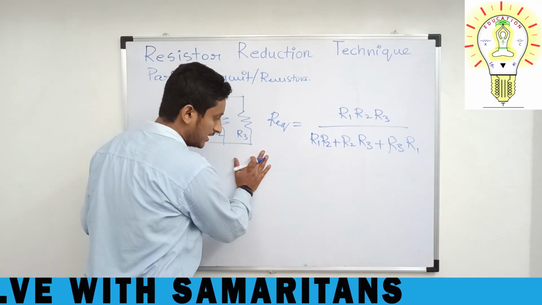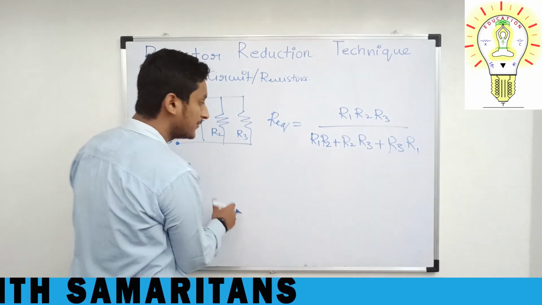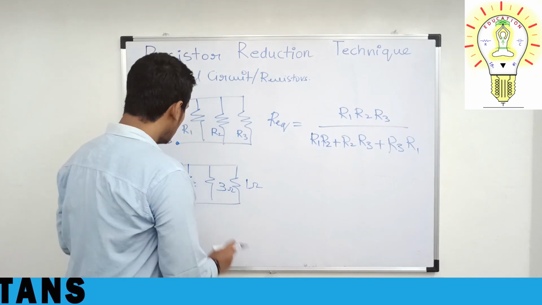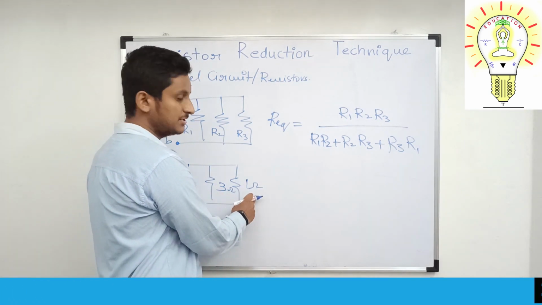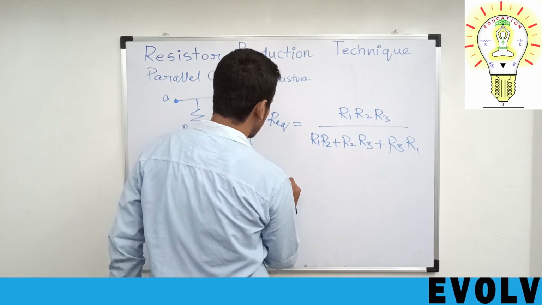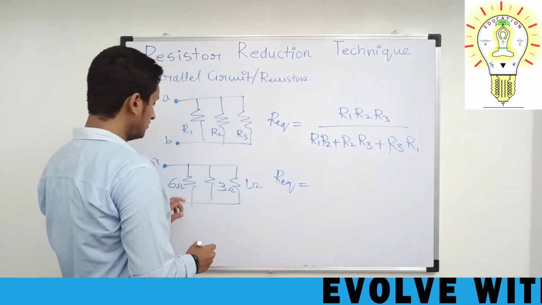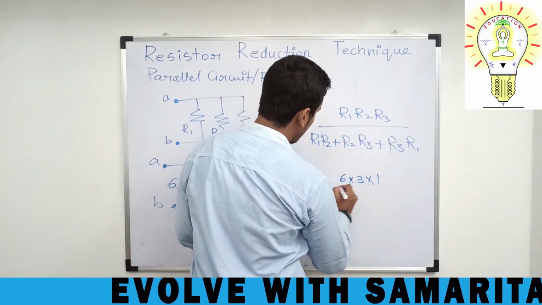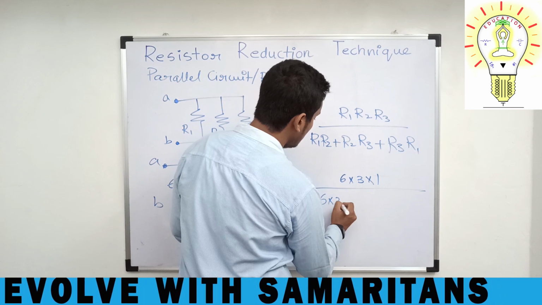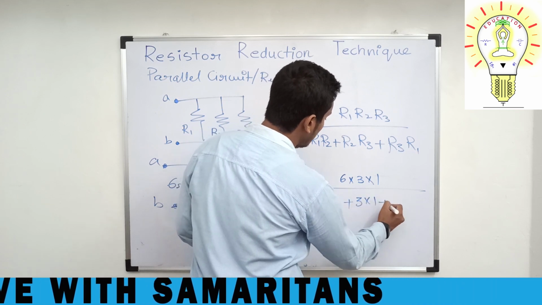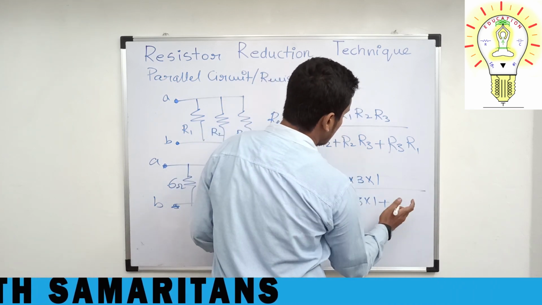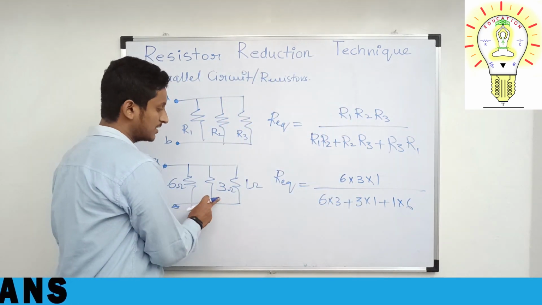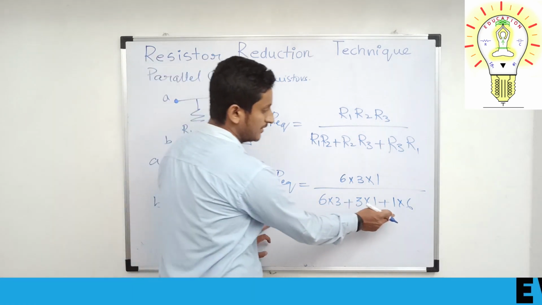Now, let us take an example and apply this formula. If I have to calculate the resistance between A and B, I have to apply this formula. So, R1 is 6, R2 is 3, R3 is 1. R equivalent is equal to 6 into 3 into 1 by 6 into 3 plus 3 into 1 plus 1 into 6. So, R1 into R2 plus R2 into R3 plus R3 into R1. That is what I have written here.